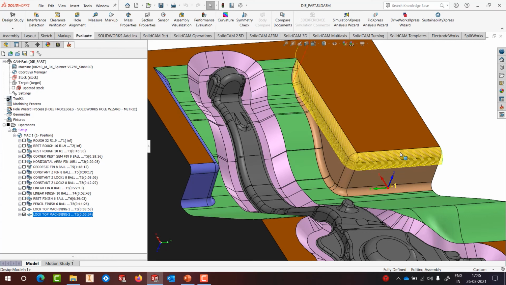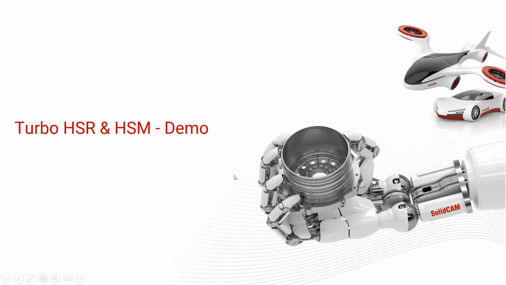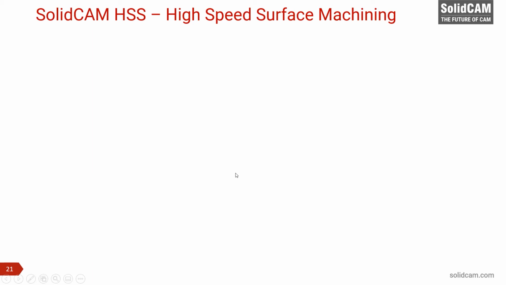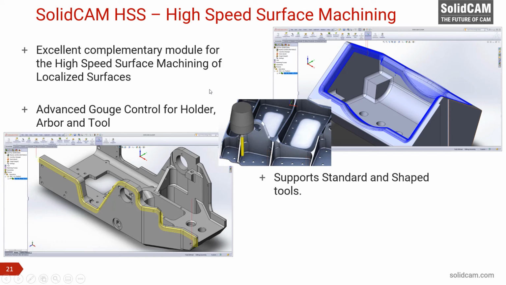Right, let's get back to our presentation, and we will quickly recap HSS, which we saw as the lock machining that I just showed you. It's an excellent complementary module for high-speed surface machining of localized surfaces. Advanced collision control for holder, arbor, and tools. It supports both standard as well as shape tools, which means you can have machining done even using dovetail kind of tools. It can machine undercuts. It doesn't need any special functionality. It can handle undercuts straight away inside HSS.